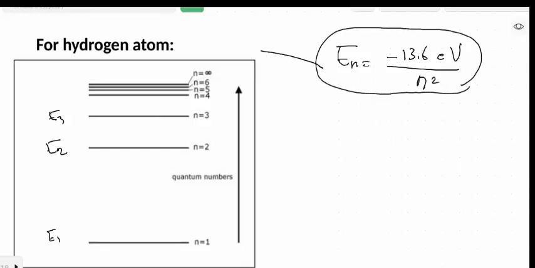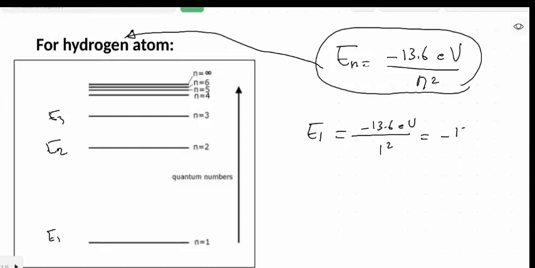For whom again? For the hydrogen atom. We can't use it for other atoms. Is it clear? This is Bohr's equation. So, for example, if I need to calculate E1, the energy of the first state, I simply substitute n equals 1, so minus 13.6 electron volt over 1 squared. So the answer will be minus 13.6 electron volt.